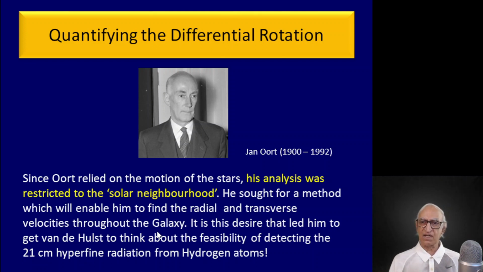So Oort asked his student, Henk van de Hulst, to think about the feasibility of detecting the 21 centimeter radiation from the hyperfine transition of the ground state of neutral hydrogen atoms. You remember we discussed this when we discussed the interstellar medium. So let us quickly review what we discussed.